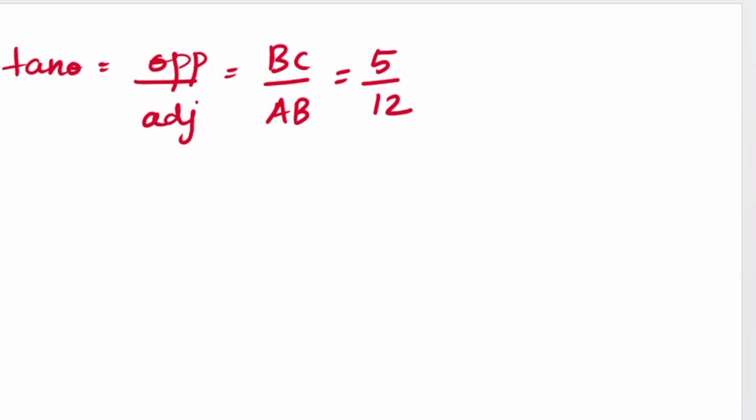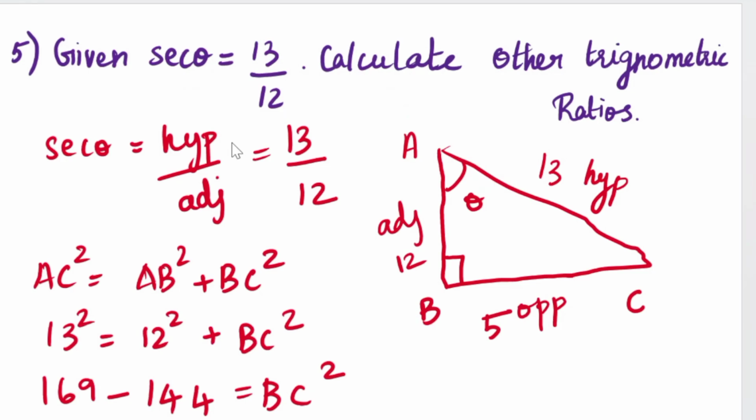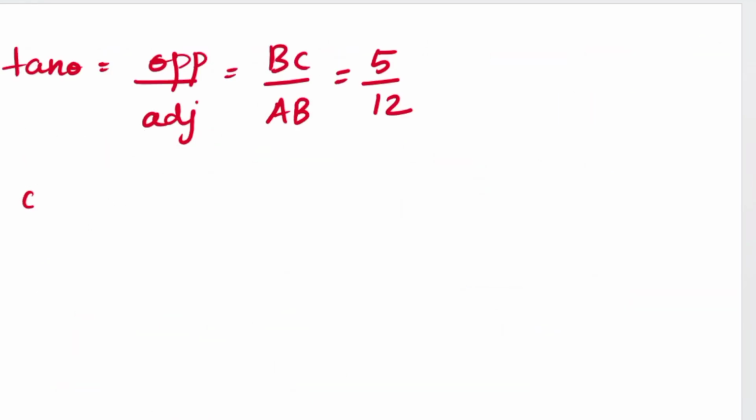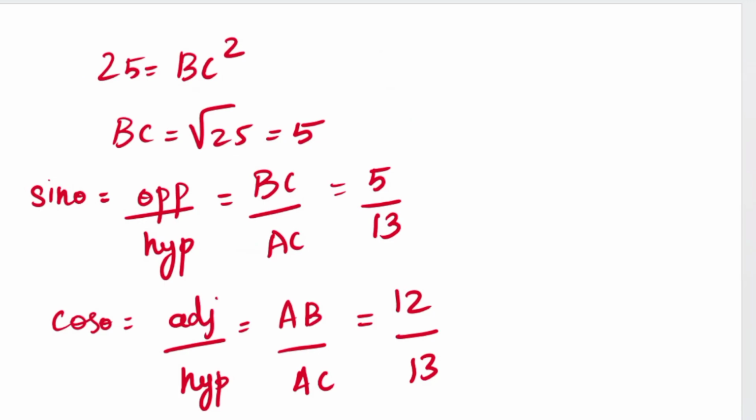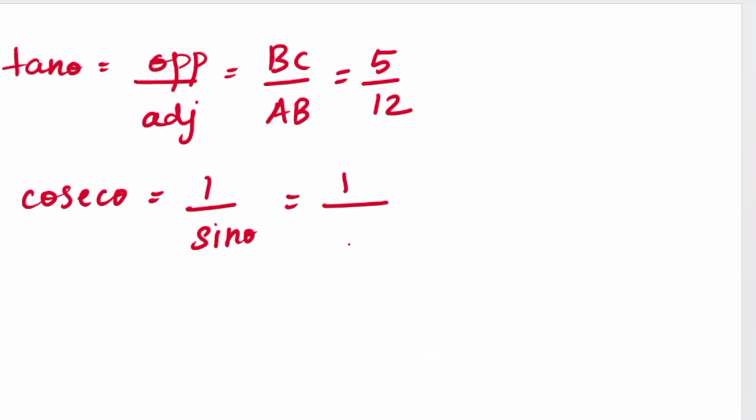Now we have found out sin theta, cos theta and tan theta. The secant theta is already given in the question. We have to find out cosecant theta and cot theta. So what is cosecant theta? Cosecant theta is actually 1 by sin theta. What have we found here for sin theta? It's 5 by 13, right? So cosecant theta is equal to 1 by 5 by 13, which is equal to 13 by 5.